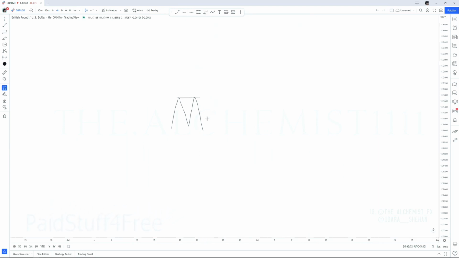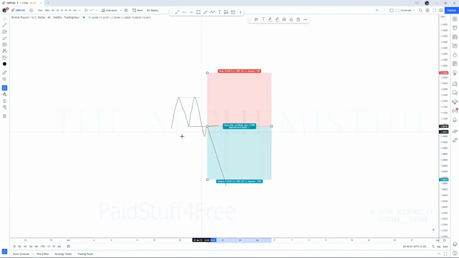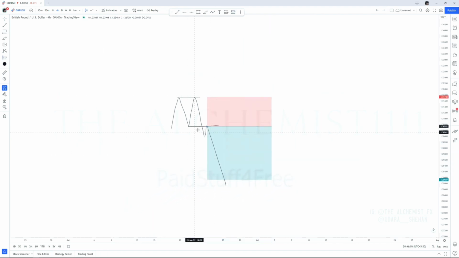Once this breaks, they'll expect a move like this. So once price gets into these areas, they'll sell, with a stop loss above the double top, and they'll target lower prices. But smart money knows that there's a pool of liquidity resting above those equal highs. So what will smart money do?